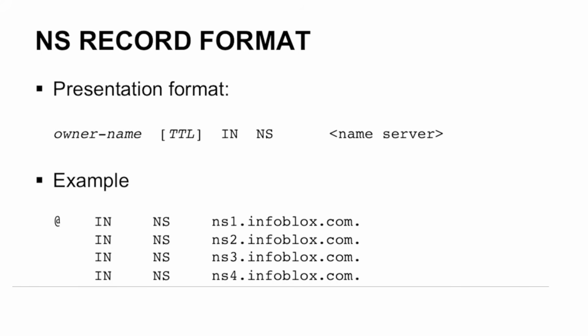On to the NS record. Here's the NS record's presentation format. Again, like the SOA record, it's always attached to the domain name of a zone. The record's specific data is the domain name of a name server authoritative for that zone. Since most zones have more than one authoritative name server, they'll also have more than one NS record.